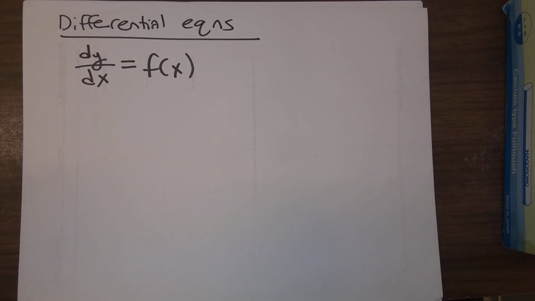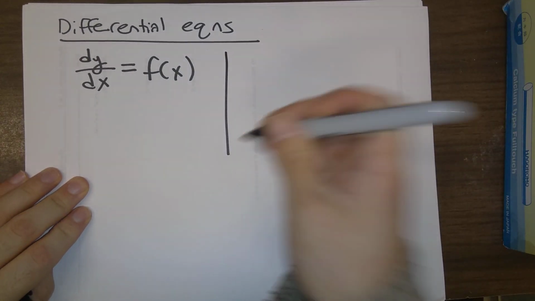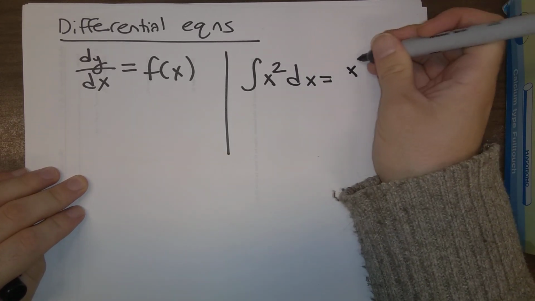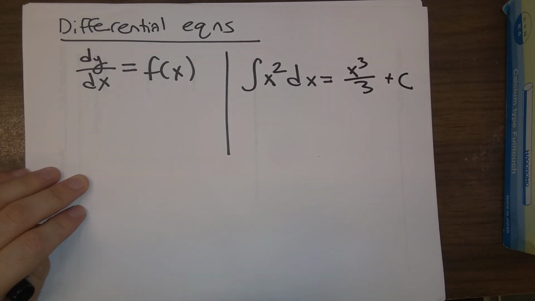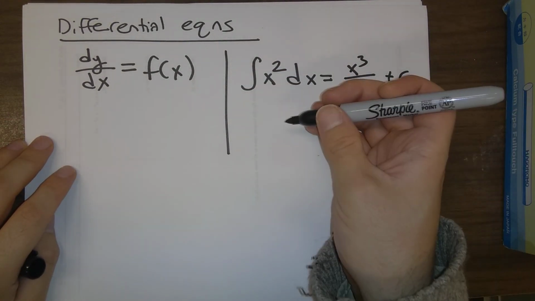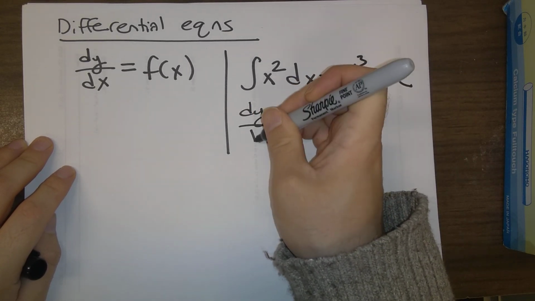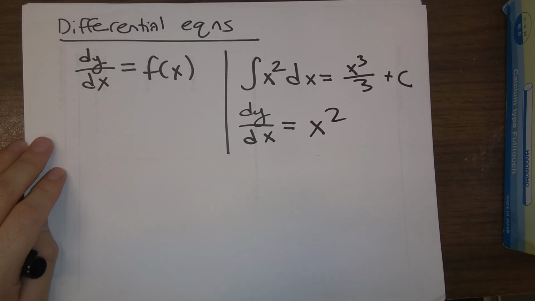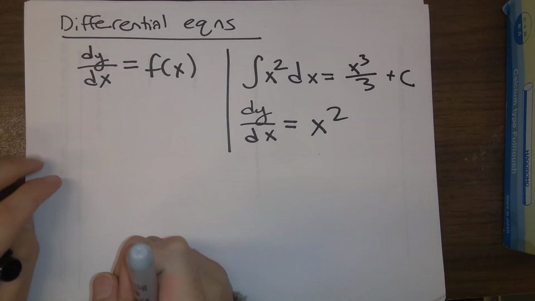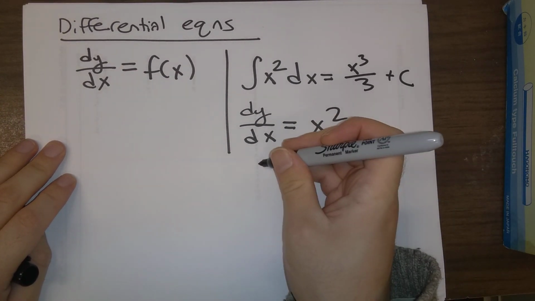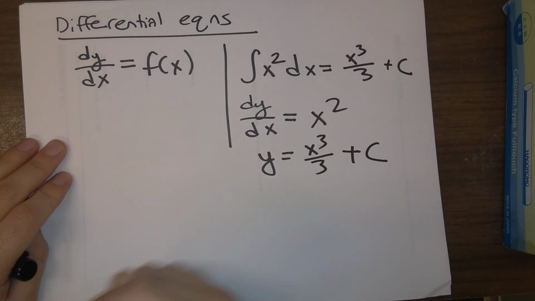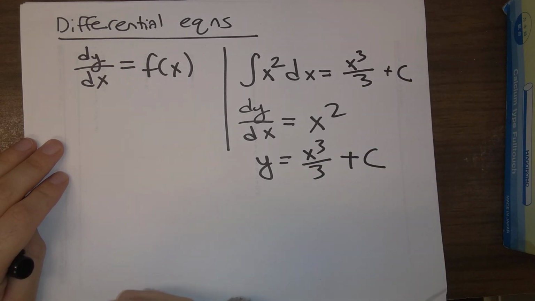So for example, a formula that we know from before: the integral of x squared dx is equal to x cubed over 3 plus a constant. And so really what this is saying, to translate this into differential equation form, is dy/dx is equal to x squared. The solution of our differential equation is y is equal to x cubed over 3 plus a constant. And for different constants, this will give us different solutions here.